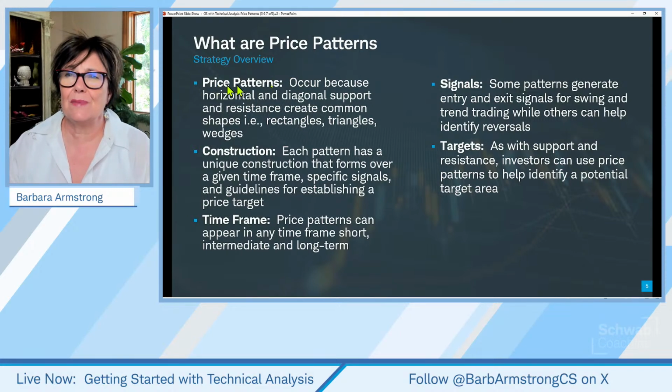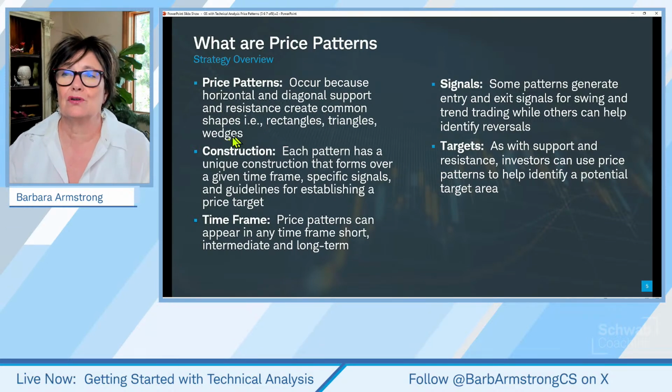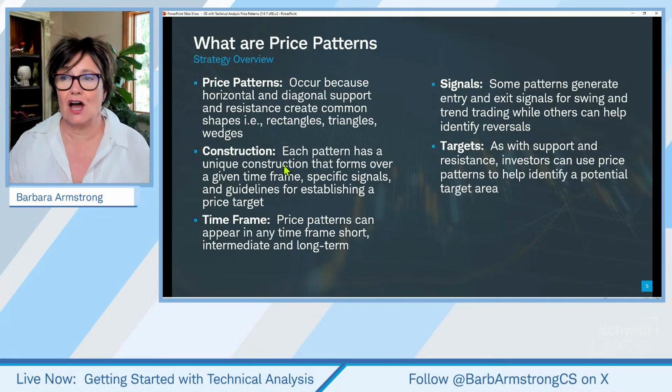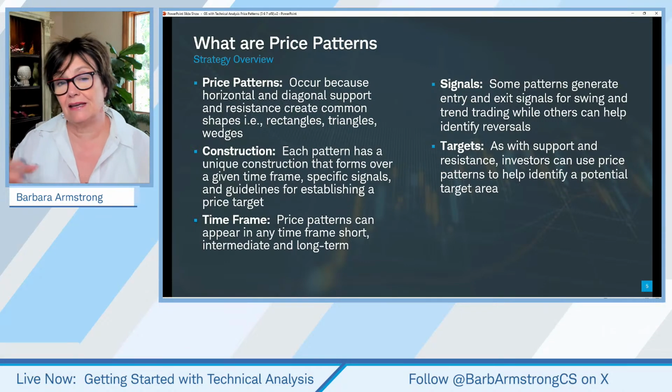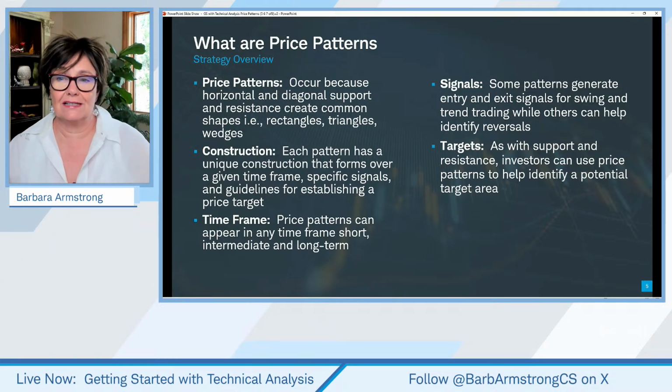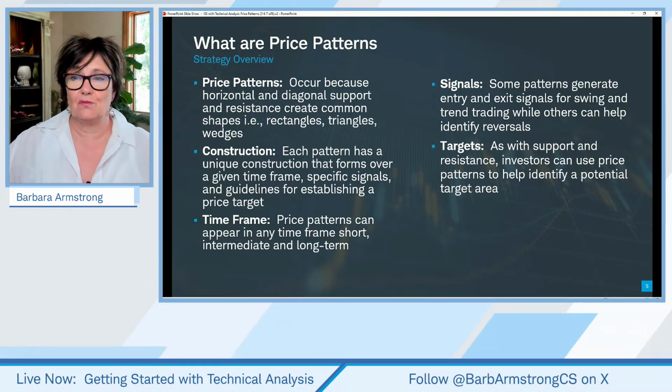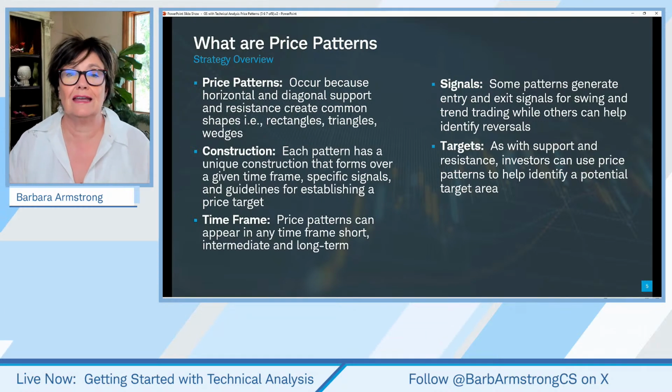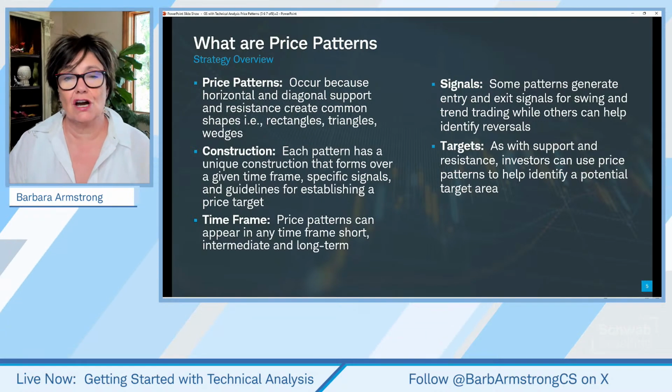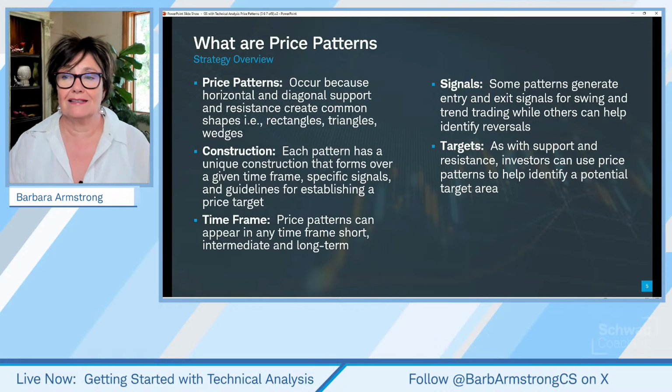Price patterns occur because we've got different horizontal and diagonal support and resistance lines that help create these different patterns. Each pattern has a unique construction that forms over a given time frame. That time frame can be short, hours to days long, or days to weeks long, or even, if you're looking at, say, a 5-year weekly chart, weeks to months long. So we can have these triangle patterns appear in any time frame.